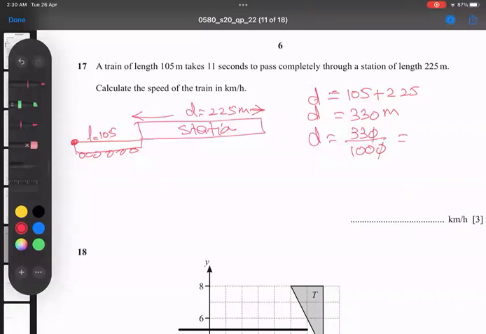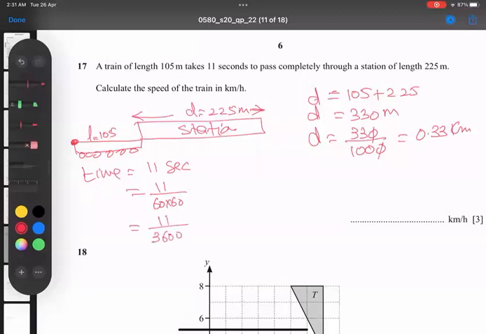So I'm getting here 0.33 kilometers. Okay. Now time is 11 seconds, but seconds is not acceptable. We have to convert into hours. So time is actually 11 seconds. 11 divided by 60 and again 60, so 2 times. So it gives us 11 divided by 3600.